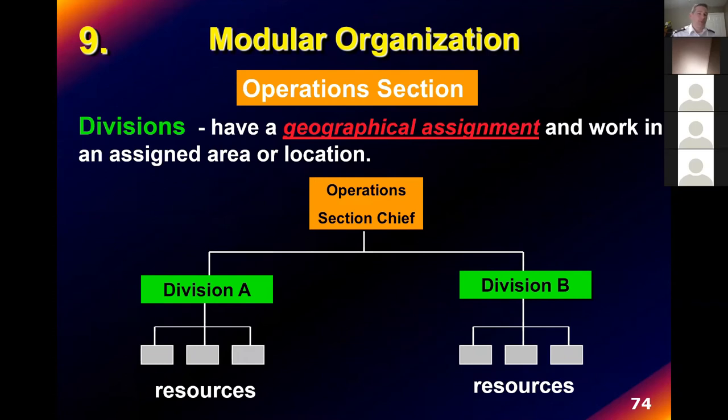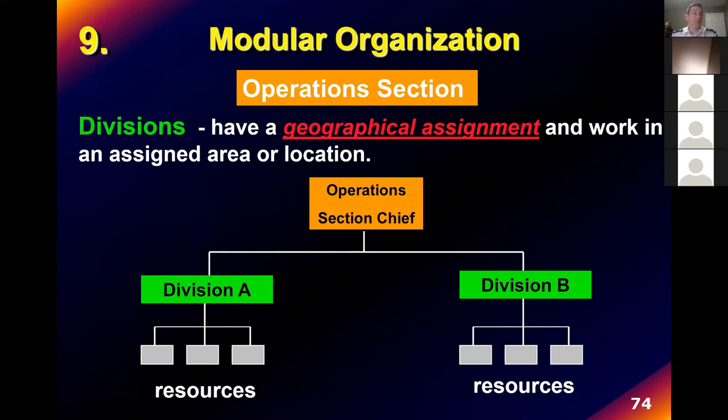So we'll briefly talk about a few of these things, right? Divisions. If we start breaking down operations into divisions, we're talking about a geographical assignment, okay? So they work in a designated area or location. Here we have Division A, Division B, and different resources with them, right? Let's say it's a major structure fire on a large-scale commercial property. We might have an operations section chief. Division A would be responsible for Alpha side. Division B might be Bravo. You might have a Charlie division and a Delta division as well, each responsible for a geographical area, right? That's important to understand.